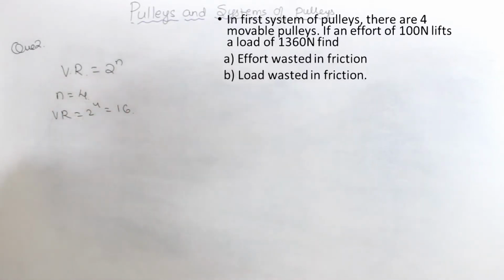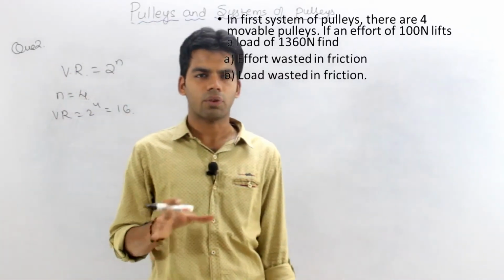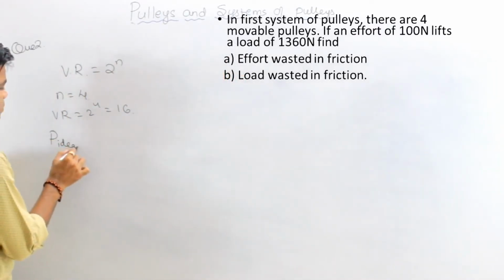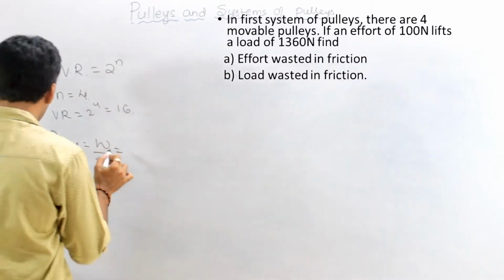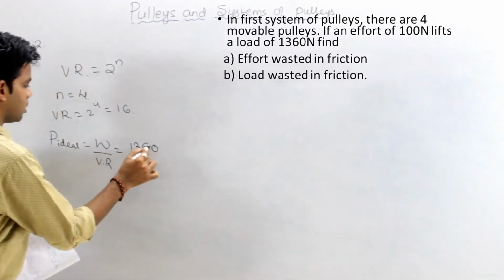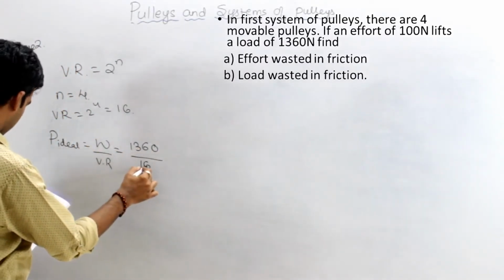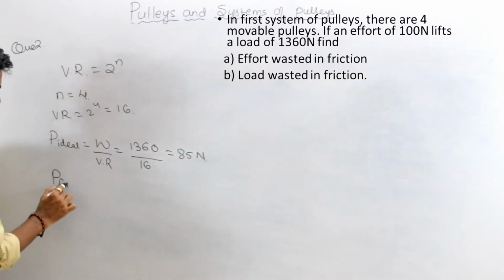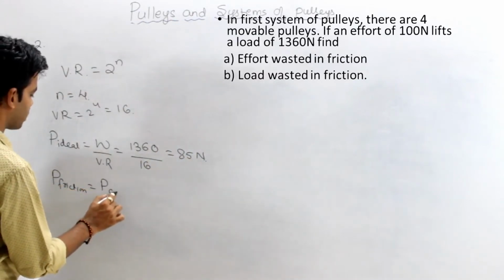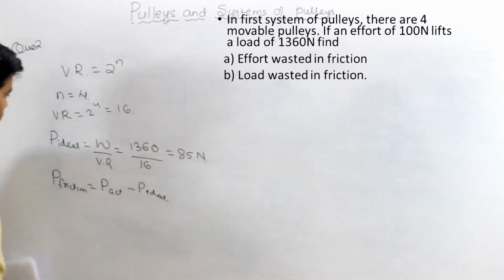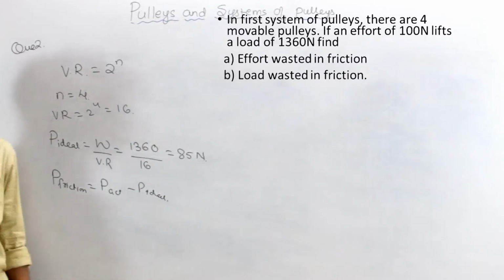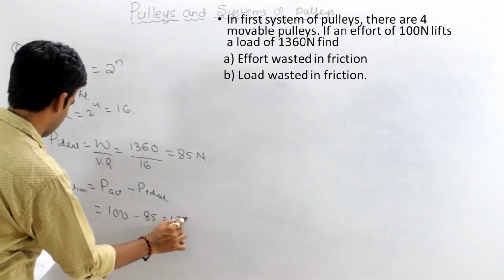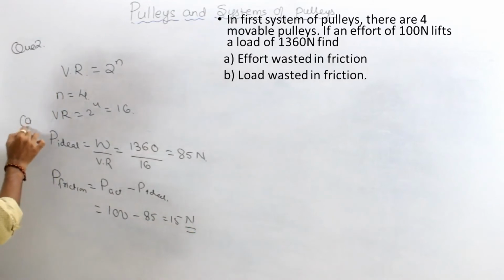Okay. Now, we have to determine the effort lost in friction and the load lost in friction. For that, obviously, we will have to determine P ideal and W ideal. And as we know, P ideal is W by velocity ratio. W is given as 1360 Newton divided by velocity ratio 16. So, from here P ideal will be equal to 85 Newton. Now, what will be P friction? Effort lost due to friction will be equal to P actual minus P ideal. In the question the effort given is 100 Newton, that is the actual effort. So, this will be equal to 100 minus 85, which is equal to 15 Newton. This is the answer of part A.